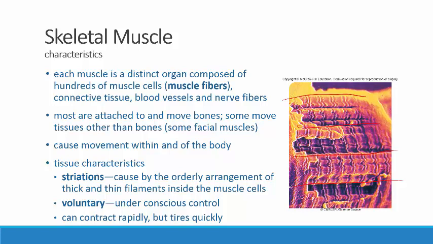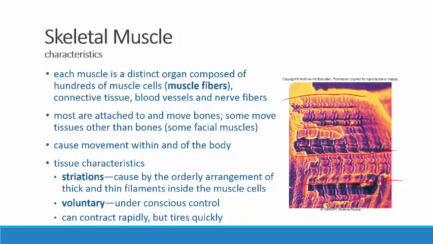Most skeletal muscles are attached to a bone, and as they contract, they move these bones, but some of them are attached to tissues other than bones, sometimes to other muscles, or they're pulling against some other structure, and that's primarily in the face that we see these kinds of muscles.